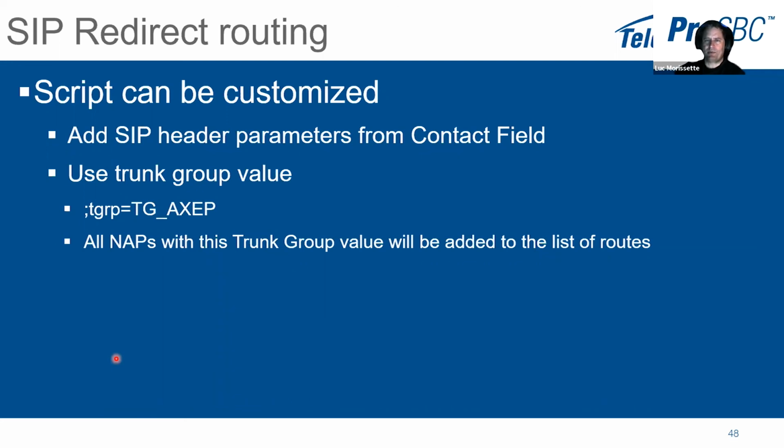And as I said, the script can be customized. So one example I know we have done recently is we added a SIP header parameter in the contact field. So for example, we have added the trunk group, and all NAPs with this trunk group value will be added to the list of routes. All right, so when we receive the contact field with trunk group, maybe TGAXEP like this, we will verify all the network access points which are marked as TGAXEP, and we will try to make calls to each one of them in order.